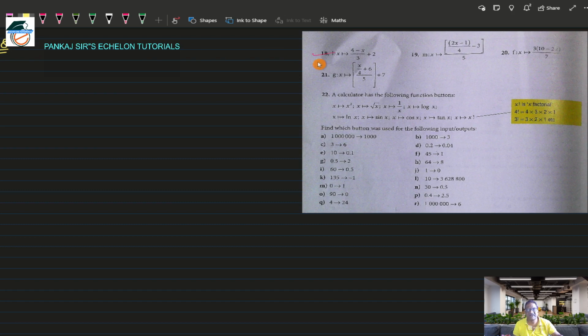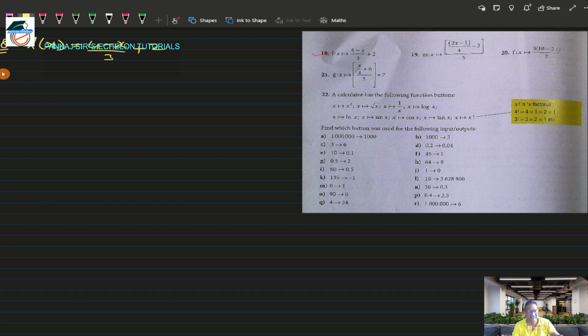Question number 18 says L of x is equal to 4 minus x divided by 3, and then plus 2. The main question remains the same: you have to find the inverse of this function. Right up to question number 22, you have to do the same thing. As discussed earlier, up to 17 we did so many questions in the last video, and in the same way we are going to continue.